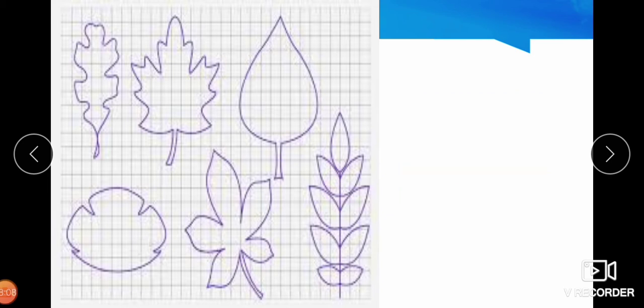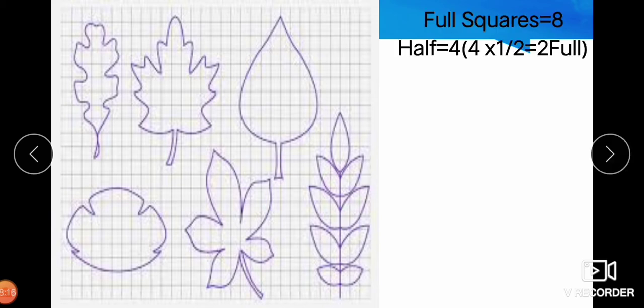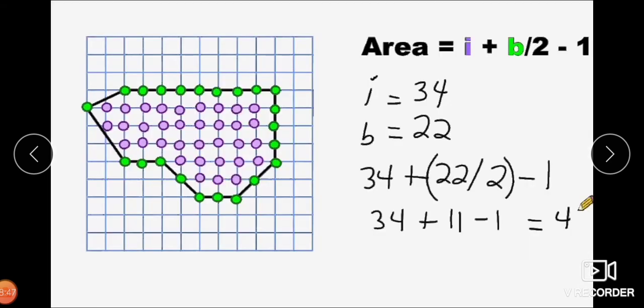Plus more than half squares, and you multiply each by 1 centimeter square, so you will get the total area of irregular shape. So you will get the total area of the irregular shape object. You can take leaves, any object which does not have any regular area. Make the outline, count the full squares, half squares, more than half squares, and make their total and multiply by 1 centimeter square. You will get the area of the irregular shaped objects.